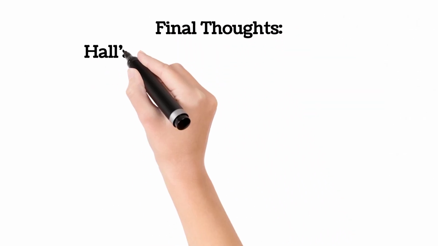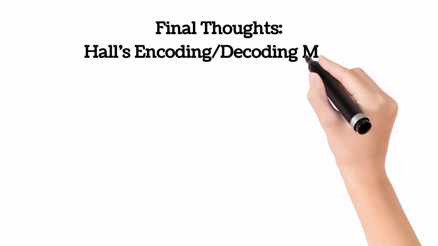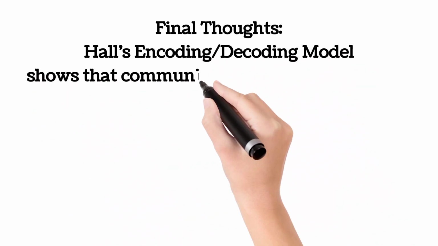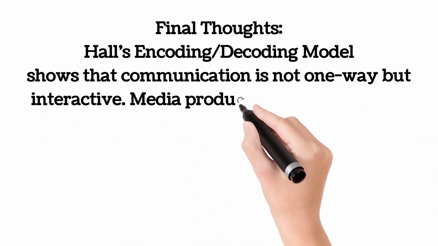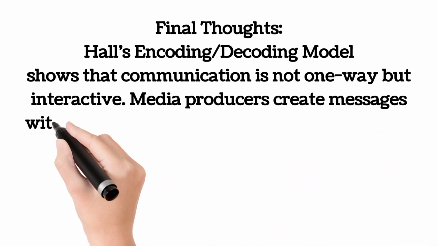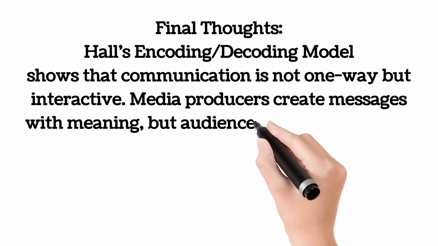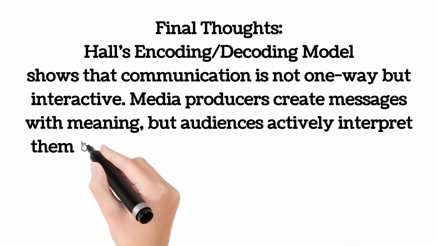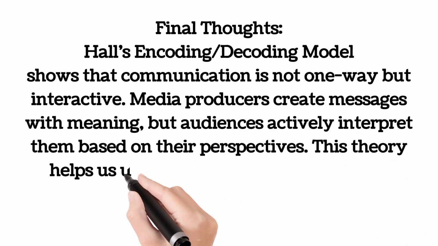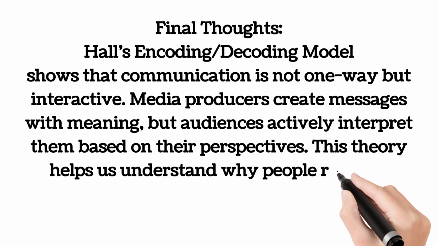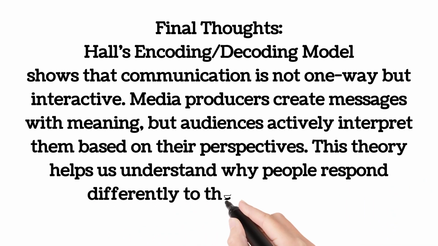Final thoughts. Hall's encoding, decoding model shows that communication is not one-way but interactive. Media producers create messages with meaning, but audiences actively interpret them based on their perspectives. This theory helps us understand why people respond differently to the same content.